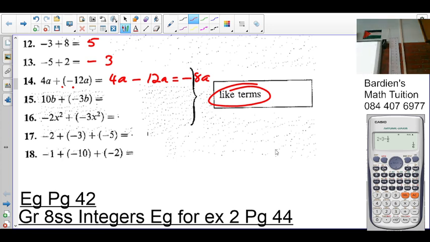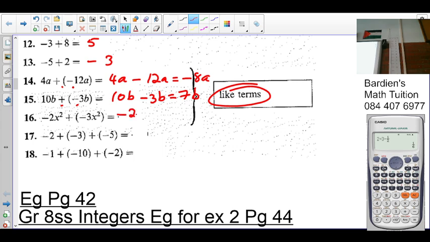Right. So we got 10b. What's positive times negative? Negative 3b. So what's 10b minus 3b? 7b. Okay. And not 7b squared. Alright. Look at the next one.